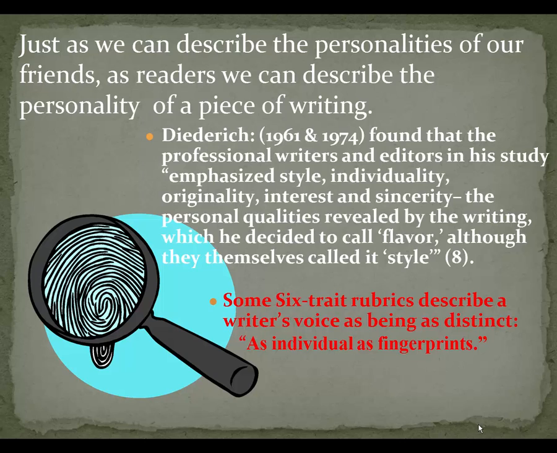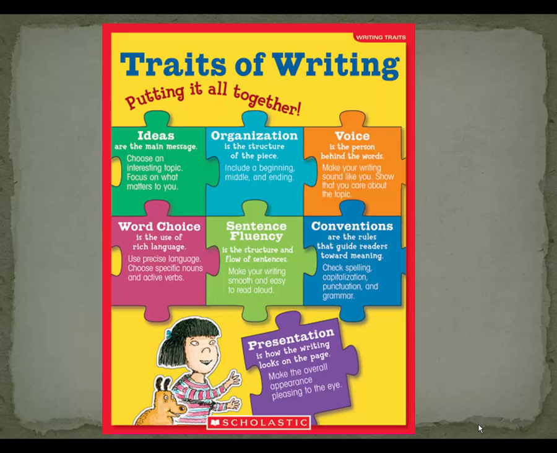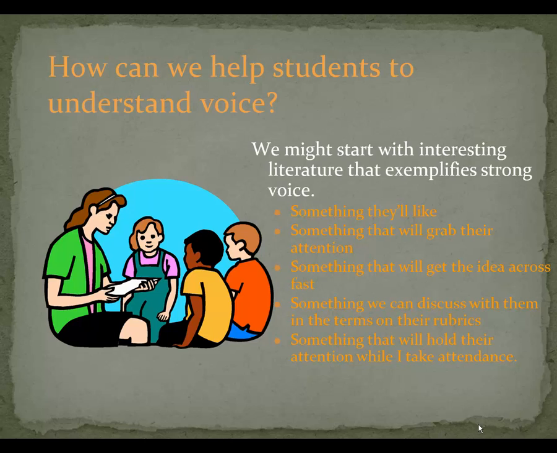Further, just as we describe the personalities of our friends, as readers, we can describe the personality of a piece of writing. So one person says, emphasize style, individuality, and originality. Those personal qualities should be revealed by the writer. And this goes back into the six trait rubrics that describe a writer's voice, like we were talking about before with ideas and organization, voice, and word choice and sentence fluency and conventions, and even presentation. So that's why they say the 6+1 traits of effective writing.